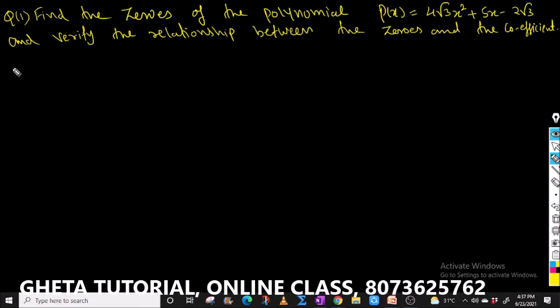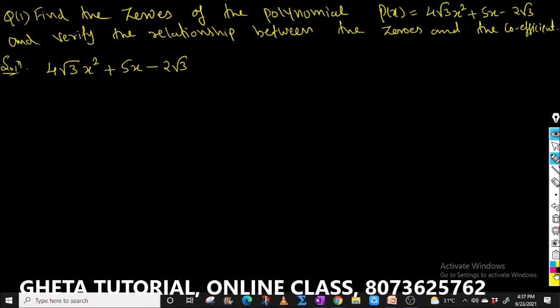Okay, the very important question, this one, because it is given in the form of what? Square root. So here they have given p of x equal to 4 root 3 x square plus 5x minus 2 root 3, that is the polynomial. So here we have to first find out the zeros.